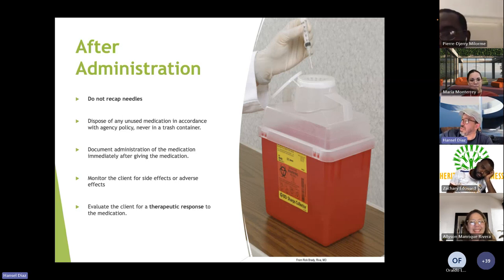Dispose in the right container. If it's a needle, in the right container. If it's a medication, in the right container. If it's bloody, in the right container for blood. Don't get anybody sick because of your laziness.